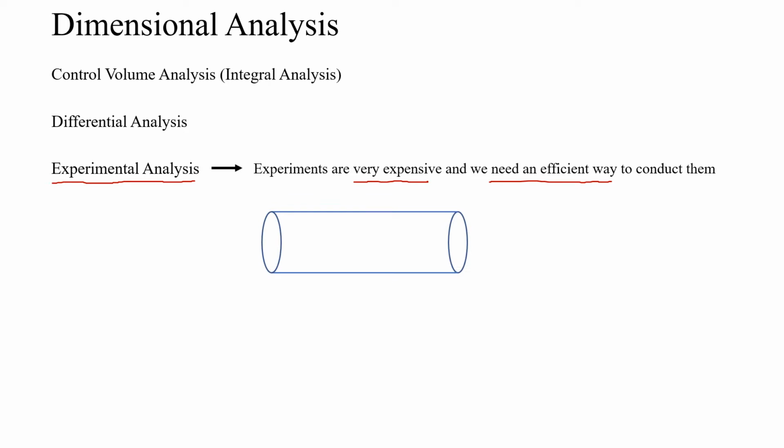Let's say we have a pipe placed in, let's say, your fluid mechanics lab, and what we are interested in is the pressure drop in that pipe. So let's say we have section 1, section 2, and a fluid is flowing in this pipe, and I'm interested in the pressure drop from section 1 to section 2. So what will this pressure drop depend on? What are the variables on which it depends?